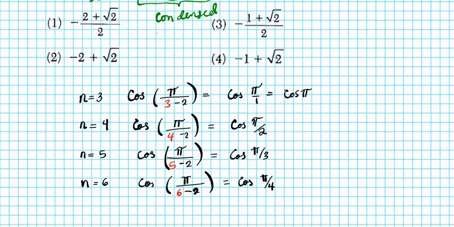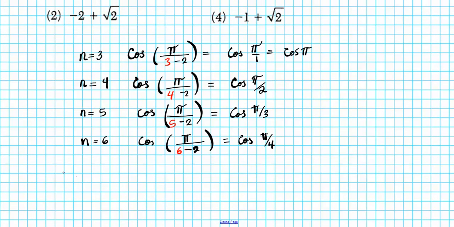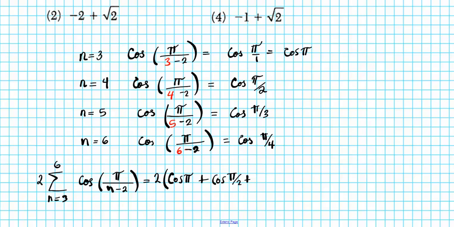All right, so let's write this in expanded format. So the original problem that we had, so let's not forget the 2. We have 2 times the discrete sum from n equals 3 to 6 of cosine pi over n minus 2. This nice little condensed expression here is the same thing as cosine pi. Let's not forget the 2. 2 times cosine pi plus cosine pi over 2 plus cosine pi over 3 plus cosine pi over 4.